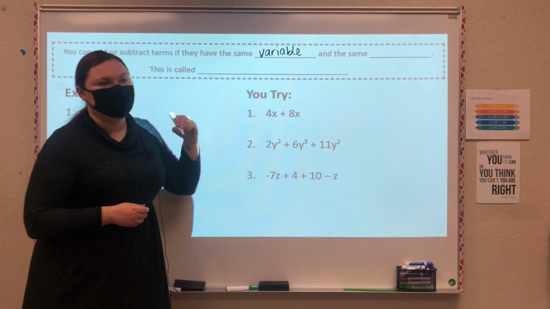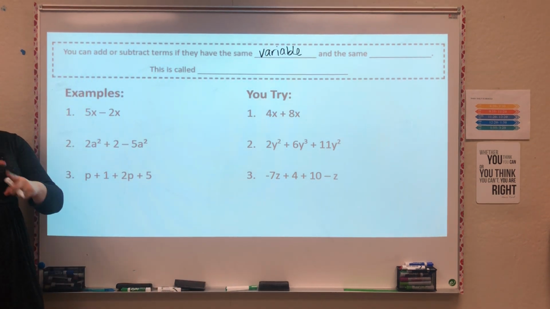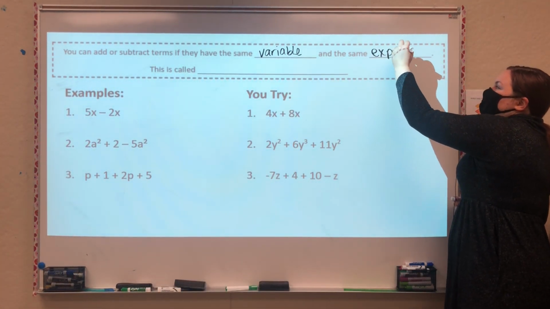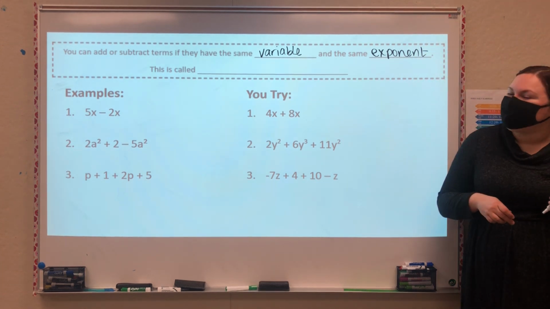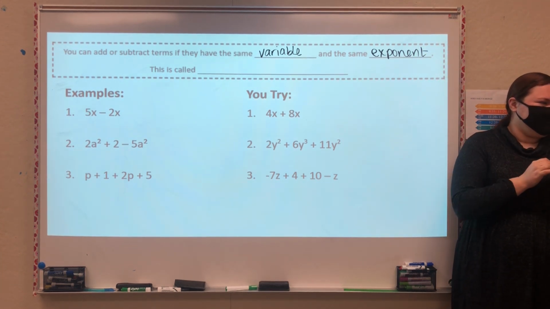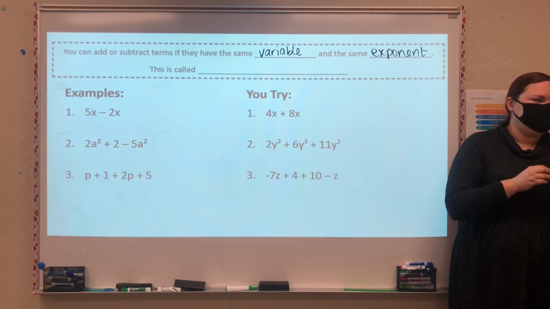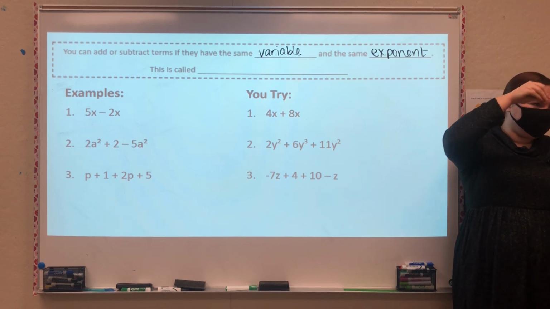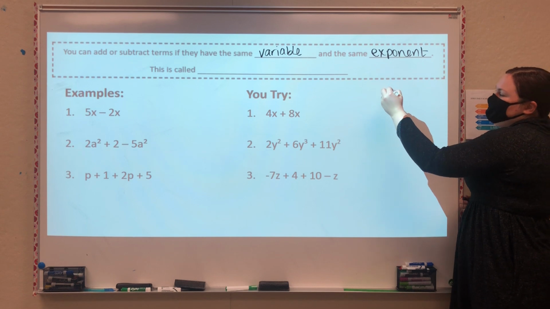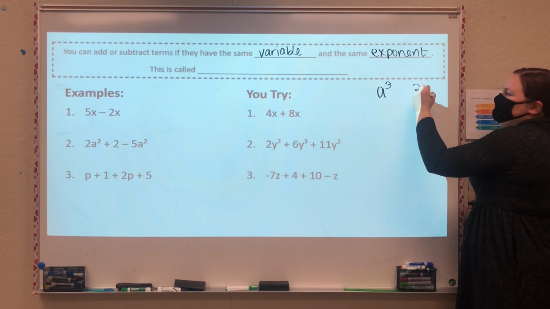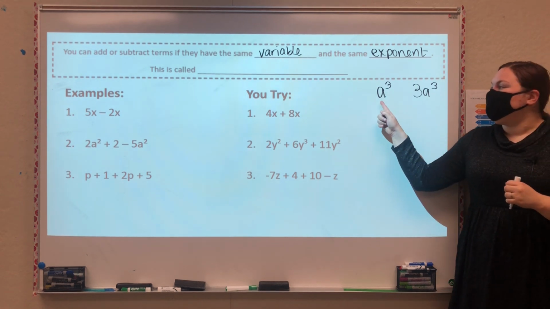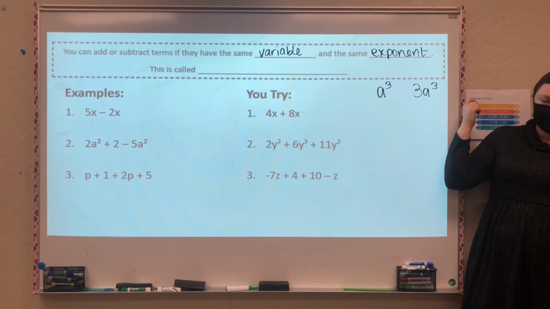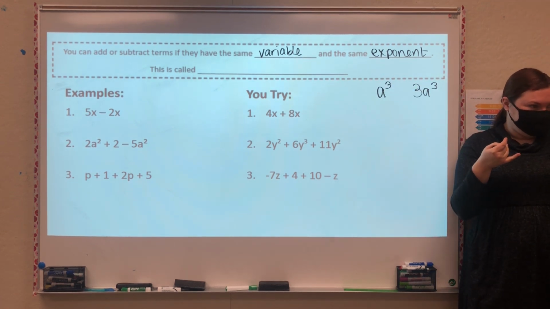Remind me, what's a variable? A letter. So if they have the same letter, the same variable, and they have the same exponent. It's been a second since we've seen that word. What's an exponent? Squared, cubed, it's that little tiny number. So, for example, something like a cubed and 3a cubed, do they have the same variable? Yep, they've got the same letter. Do they have the same exponent? Yes. So that means we would be able to add or subtract those together.